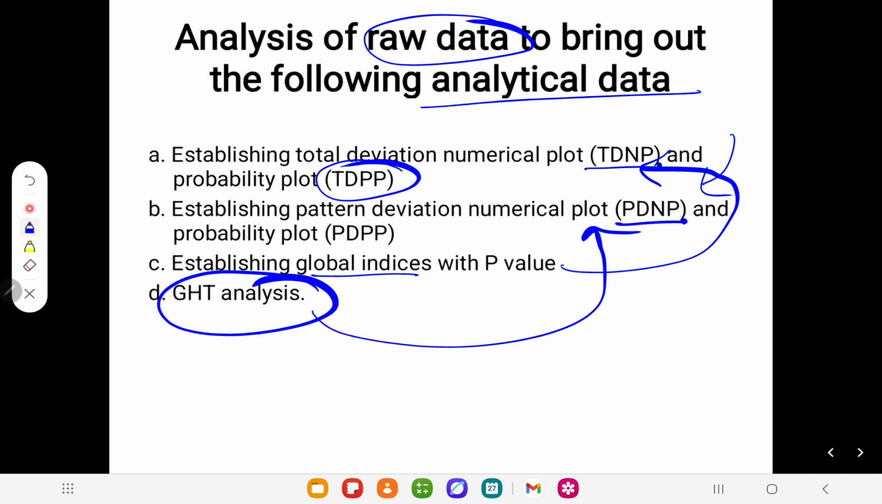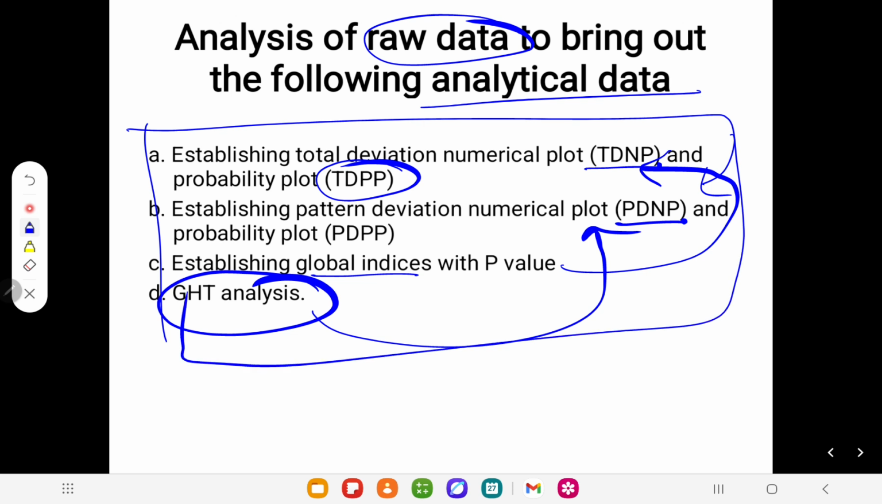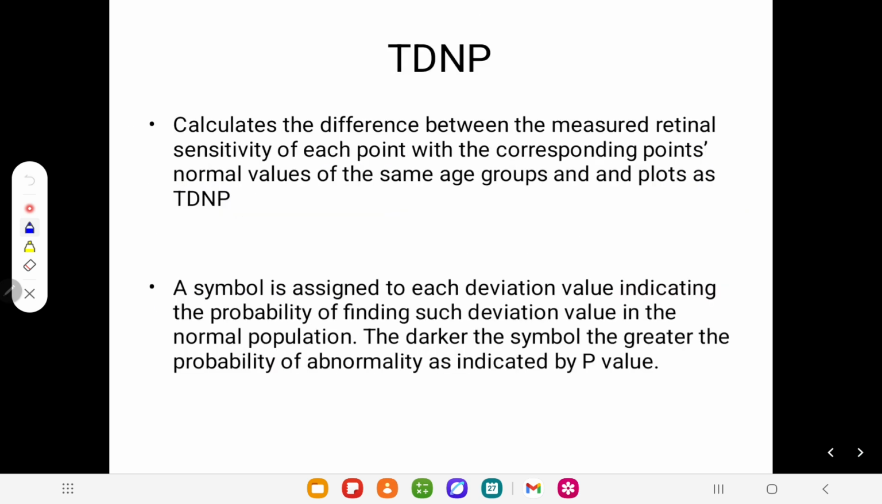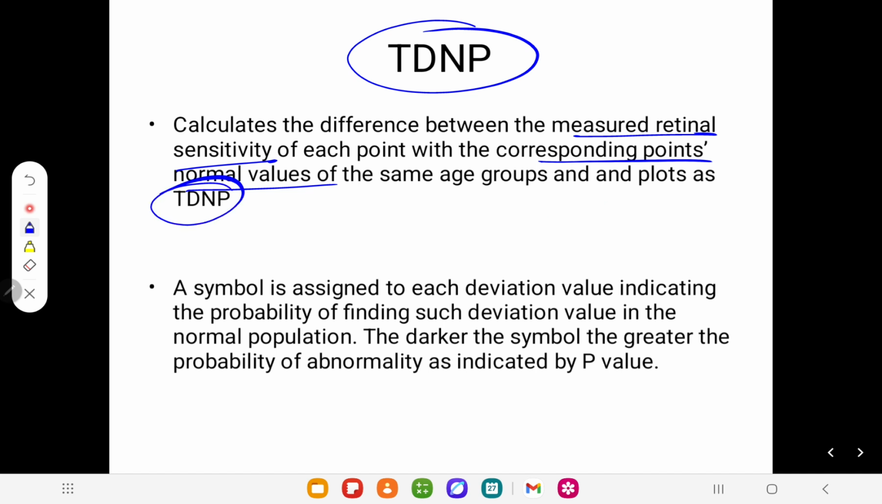Probability, sorry, pattern deviation numeric plot. And by analysis of the raw data, we get these four things, which have a very crucial role in the diagnosis of glaucoma. The total deviation numeric plot calculates the difference between measured retinal sensitivity raw data at each point and the corresponding point of the normal value of the same age group, and plots it as the total deviation numeric plot. We have to compare raw data with the data we have as a normative value.